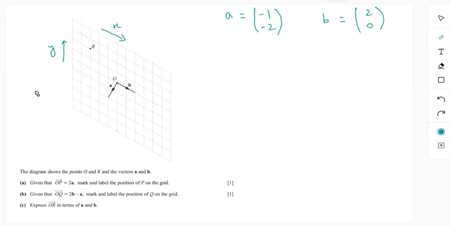2A, 2A का क्या मतलब है? That's 2 into -1 and -2. That's -2 and -4. Starting from the origin, आप क्या करोगे? 2 units left जाओगे. 1, 2. यहाँ पे पहुंच गए, then 4 units down, 1, 2, 3, 4. That's what you get. This is your point B.